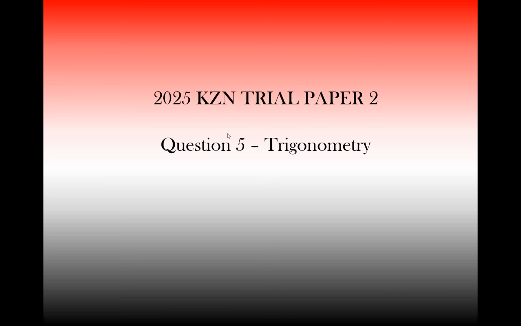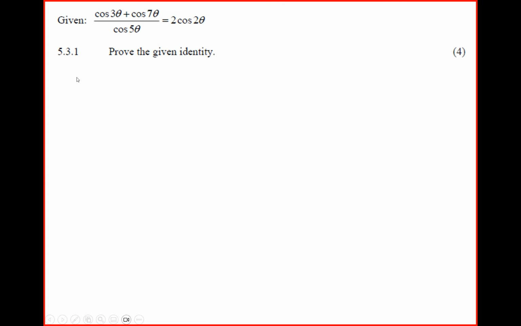Hi, in this video, we're going to continue with question 5 from the 2025 KZN trial paper 2. And our focus in this one is 5.3. So, the question reads, given cos 3 theta plus cos 7 theta all over cos 5 theta is equal to 2 cos 2 theta. And the question is a trig identity. And the question says prove the given identity.